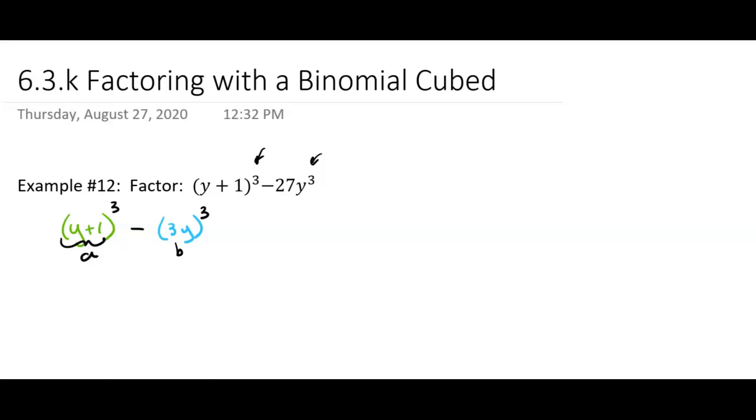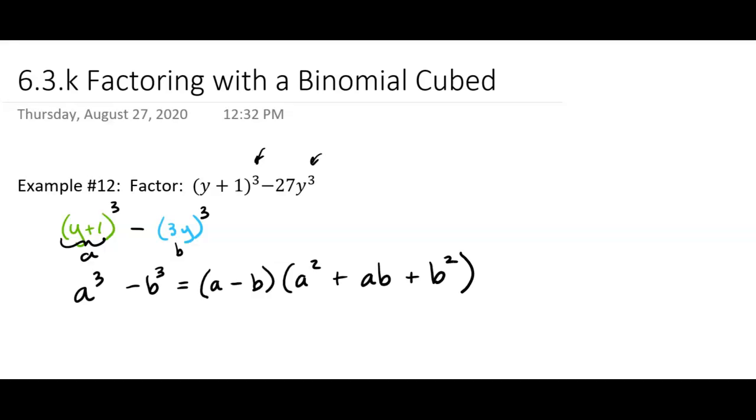All right, here comes the formula then. If you have a cubed minus b cubed, I'm going to try to leave a lot of room here. It factors into a minus b times a squared plus ab plus b squared. So now we have to put in, for every a this time, we're going to put in y plus 1. And for every b, we're going to put in 3y. So I'm going to have parentheses here, and inside the y plus 1, that's the a, and then minus the 3y, that's the b.